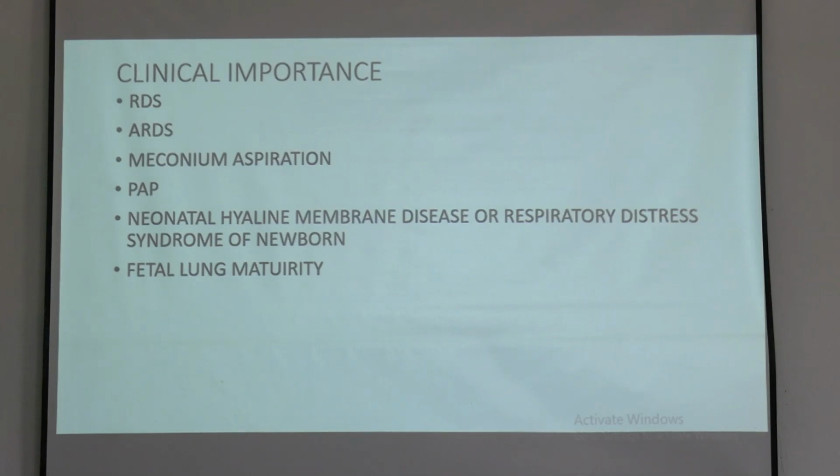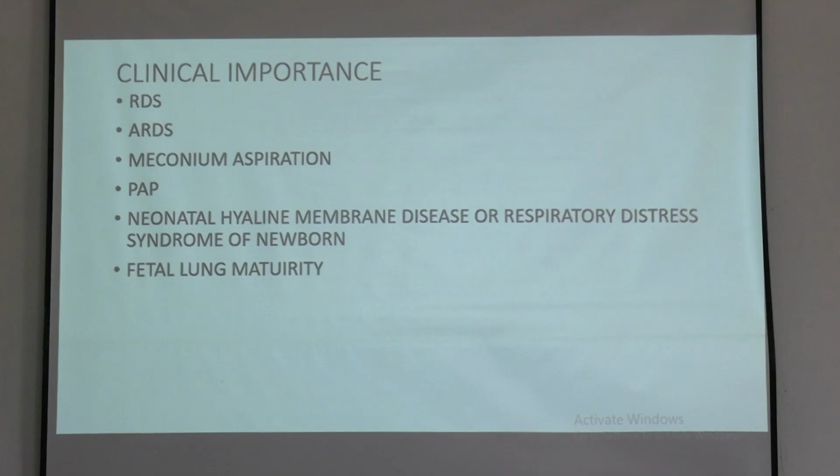Then neonatal hyaline membrane disease, or respiratory distress syndrome of newborn. This is also in the newborn, where there is decreased surfactant. Then there will be production of a hyaline membrane, an eosinophilic membrane made up of cell debris, red cells, macrophages, neutrophils and fibrin. Together they form the hyaline membrane, and that hyaline membrane will be eosinophilic, and there will be decreased surfactant for the newborn, causing respiratory distress syndrome.